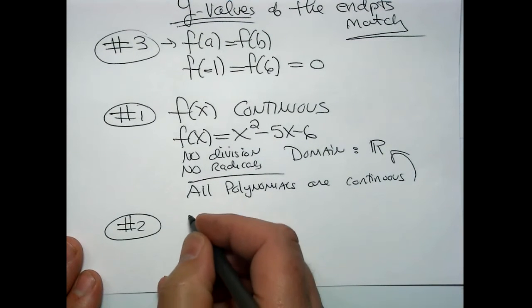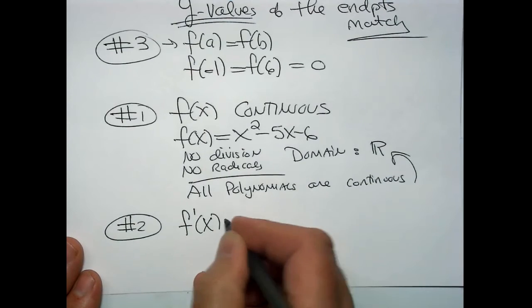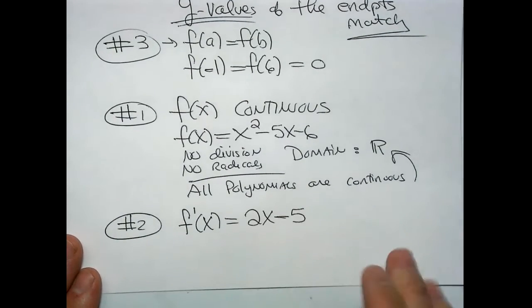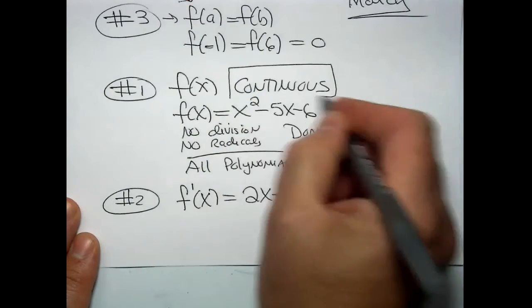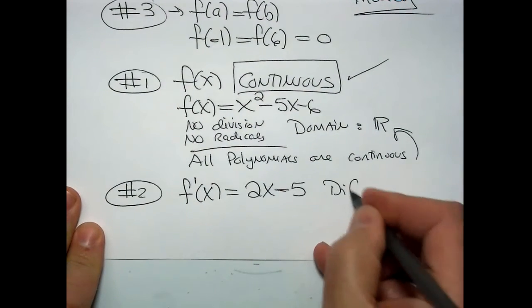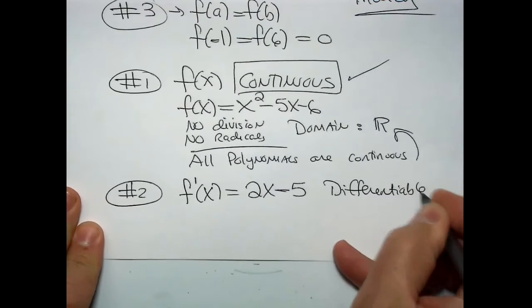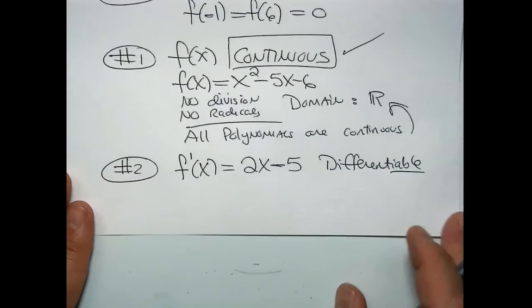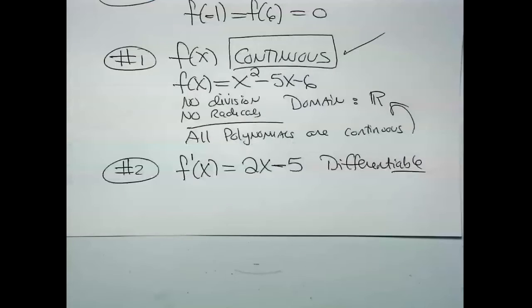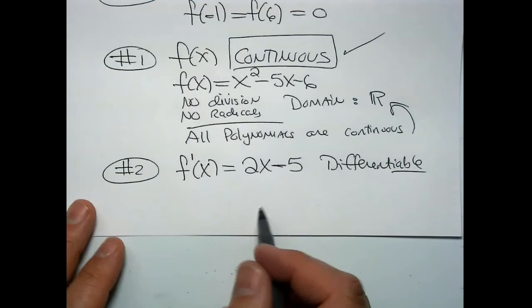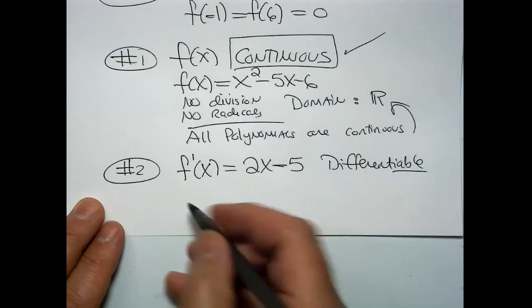Number 2, differentiable. That means f prime, which happens to be 2x minus 5. Now be careful with this word differentiable, because it's got the word able in it. And some people think that differentiable means I'm able to take the derivative. You will always be able to take the derivative. The question is, does that derivative become undefined within your interval? And the answer is, not for this function. Look at your derivative, another polynomial. There's no division, no square roots.